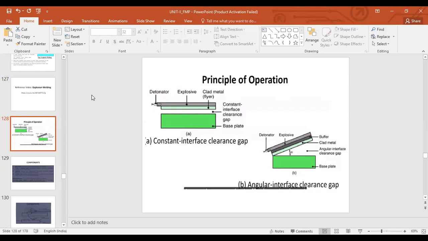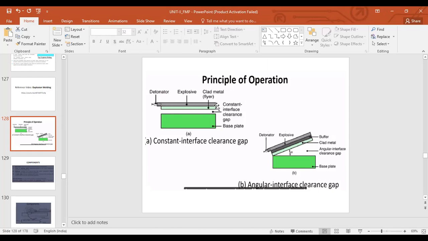So as you had seen there, you can either have this parallel, right? The explosive and the plate parallel to your base plate or at an angle. If it is parallel, we call it constant interface clearance gap. And if it is angular, then there is angular interface clearance gap, right? So these two types is what were highlighted there in that video.